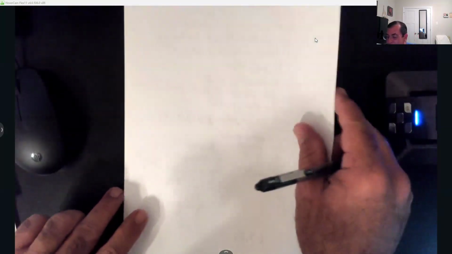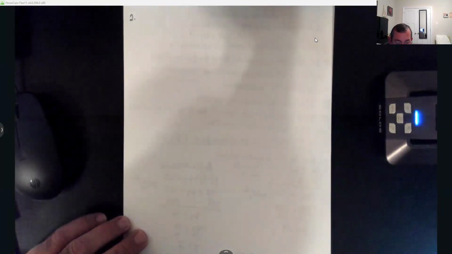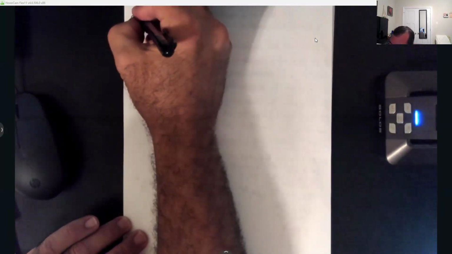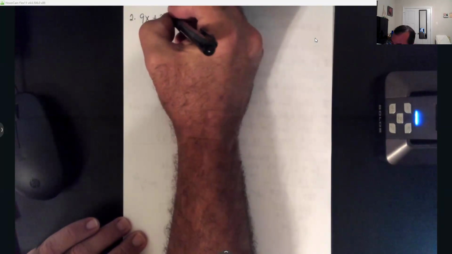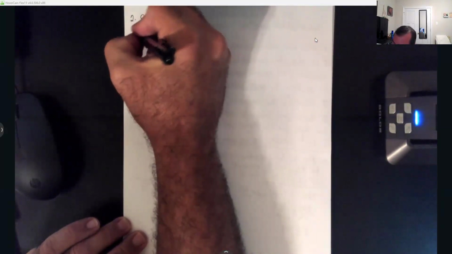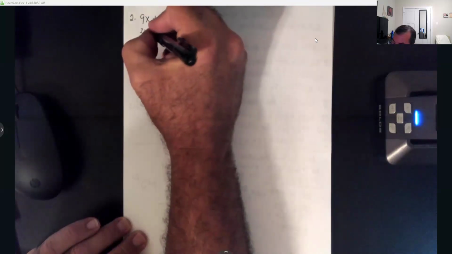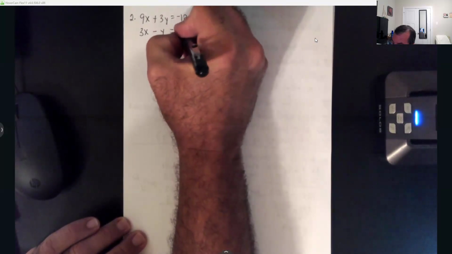So I'm going to do one more by hand, and then I'll show you how to do these on the calculator. All right, also solve by elimination again. But y'all, this time I got 9x plus 3y equals negative 12. 3x minus y equals negative 2.